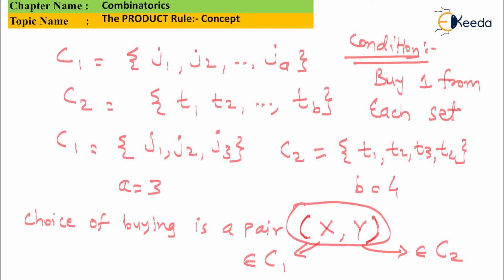So this is what I would like to highlight, that you are making a pair of two things, X and Y, where X you are going to fix once and for all that it is going to come from the choice set 1, and the second element Y is going to come from the choice set 2. So once we have decided this, that means we know that first we have to buy from the 3 jeans, and then we are going to buy from the 4 t-shirts later.